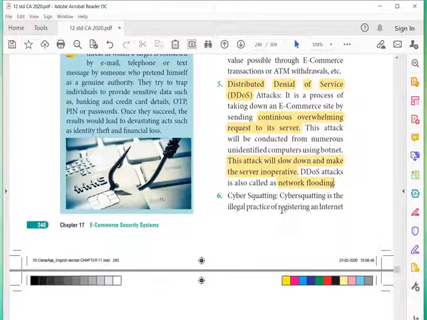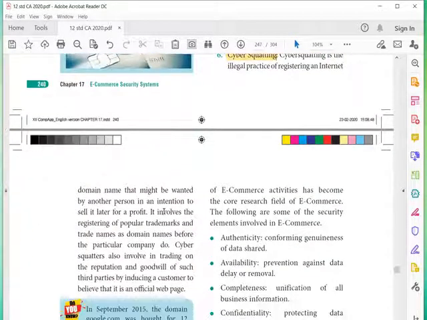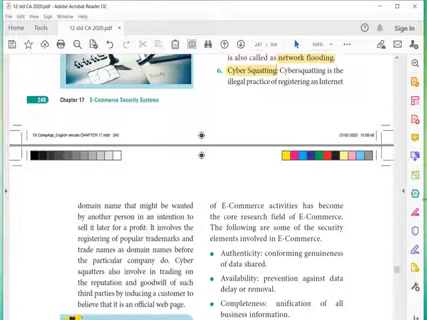The next one is cyber squatting. That is the illegal practice of registering an internet domain name that might be wanted by another person, with the intention to sell it later for profit. So cyber squatting means, for example, if there is a company like global warming, I am giving an example. If they want this domain name as www.globalwarming.com, the squatters will register the name and demand that the person pay some amount to give the domain name to them.